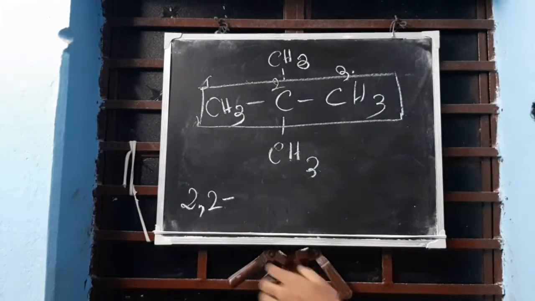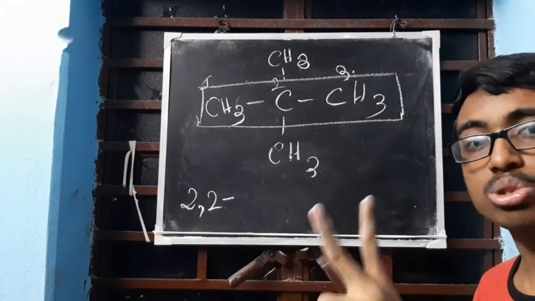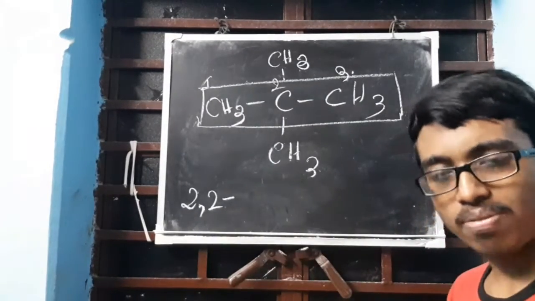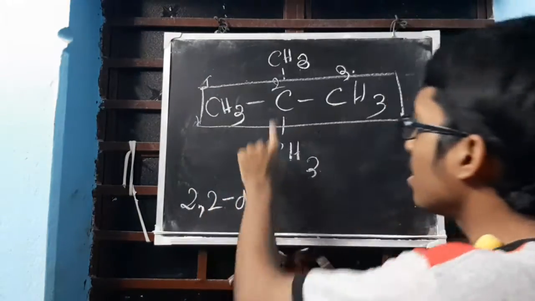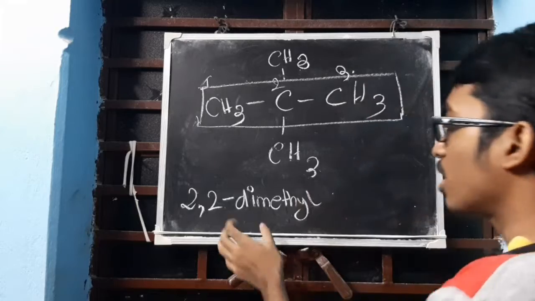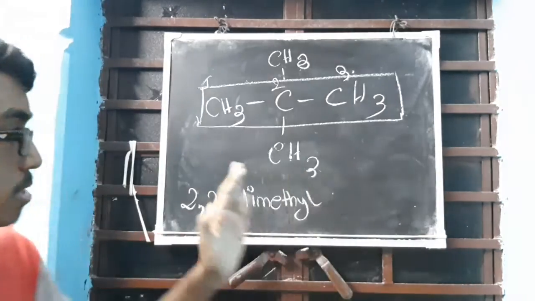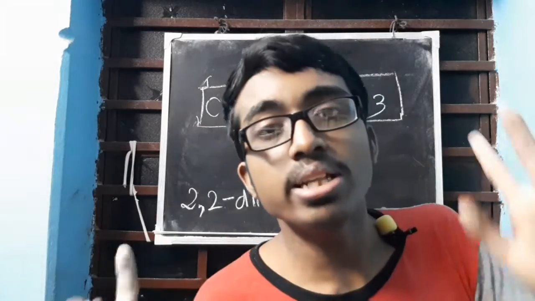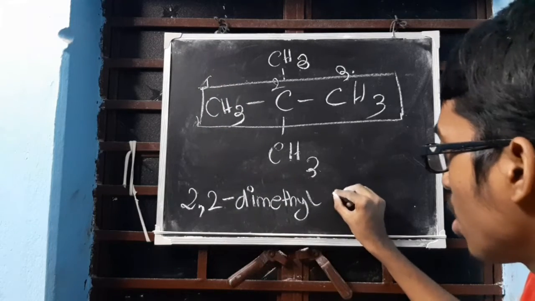Clear? 2, 2. Next, how many methyls are there? 2 methyls are there. 2 stands for di. In chemistry, we write di for 2, tri for 3, tetra for 4, penta for 5, and so on. So we'll write di. What is the alkyl radical? Methyl. So we'll write dimethyl. Now, what is the number of carbon atoms in the main chain? I am not bothered with the other carbon atoms because they are not part of the main chain. I am bothered with only the main chain carbon atoms. How many main chain carbon atoms? 1, 2, 3. 3 stands for the root word prop. Correct? So I am writing prop.